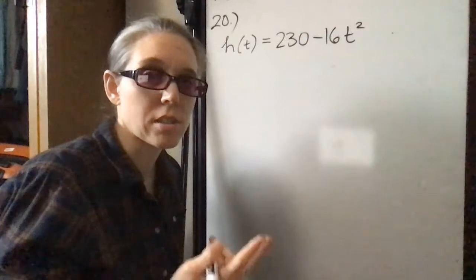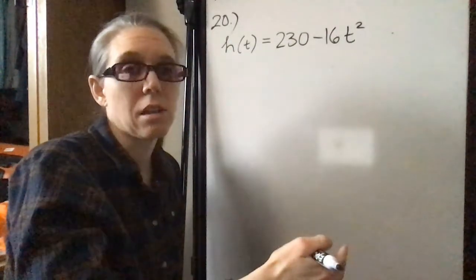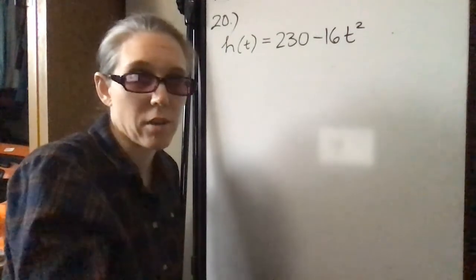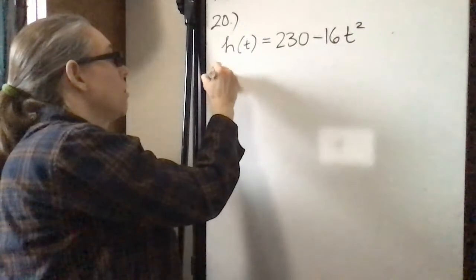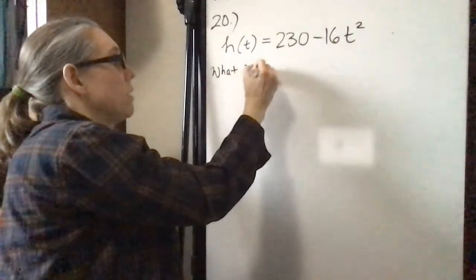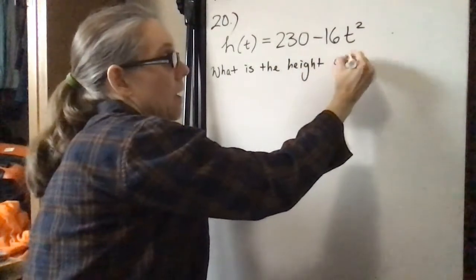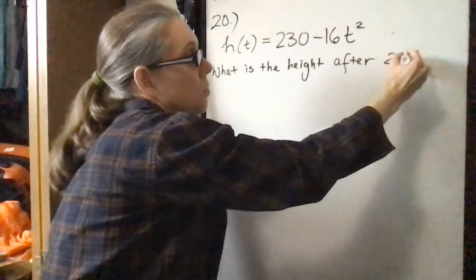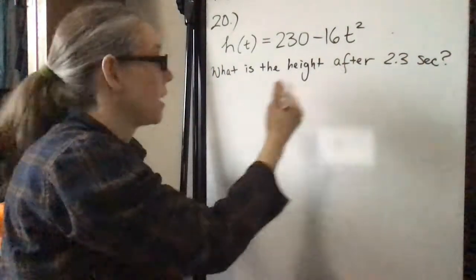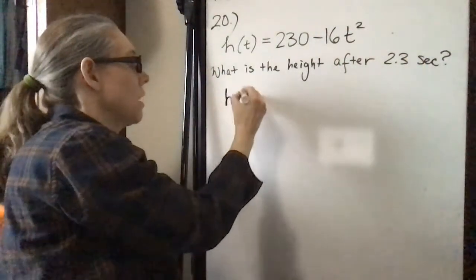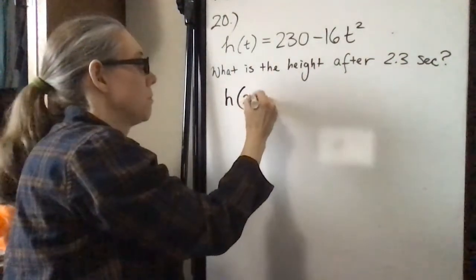So there are two questions. One, what is the height of the object after a certain amount of time? And then how long will it take the object to hit the ground? In this particular version of the problem, it wants to know what is the height after 2.3 seconds. Now, 2.3 seconds is time. So to get the first answer, I simply plug in 2.3 for t.